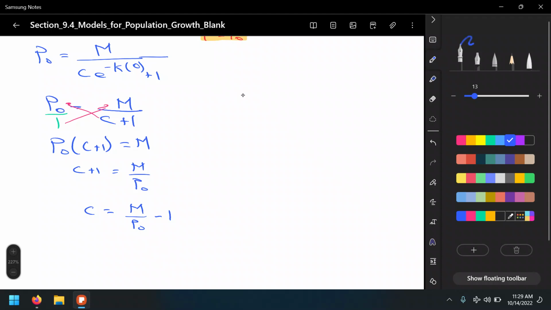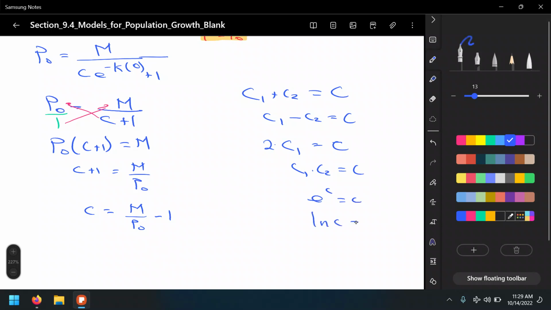We can do this absorption when we have C1 plus C2, which is simply C, or C1 minus C2, which is also C. And we can do this absorption when we have, maybe, C1 times 2, or any number, that's just C. Or C1 times C2, that's simply C. Or the different operations that we have, like exponentiating, e to the C equals C. Even ln of C is also just another C. But when we have a known number, that doesn't get absorbed. Alright? So let me erase all this.